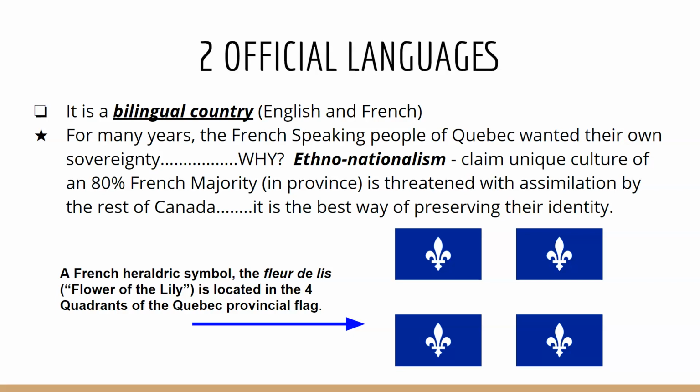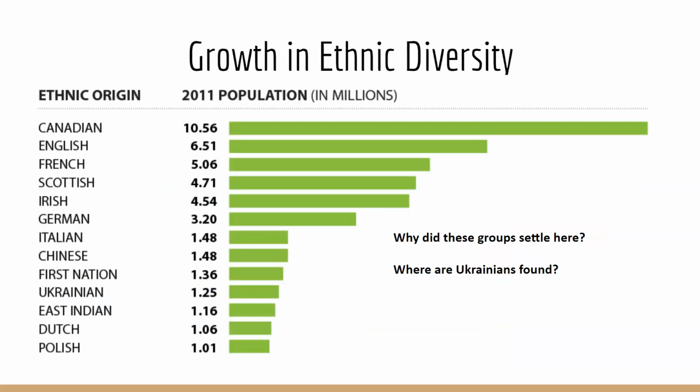And they felt that their French majority, which made up about 80%, was threatened with assimilation by the rest of Canada, which tends to be more predominantly English-speaking, but you'll still hear French being spoken outside of Quebec, certainly. And they felt that the best way to preserve that identity and not lose that uniqueness was to essentially become their own nation. They were not able to successfully become sovereign, but certainly they have held on to that French identity and uniqueness as a part of the nation of Canada.